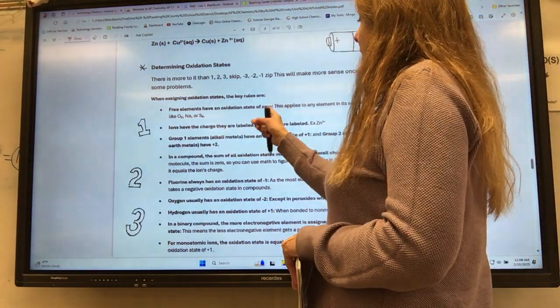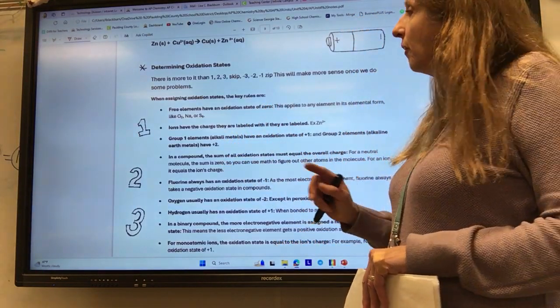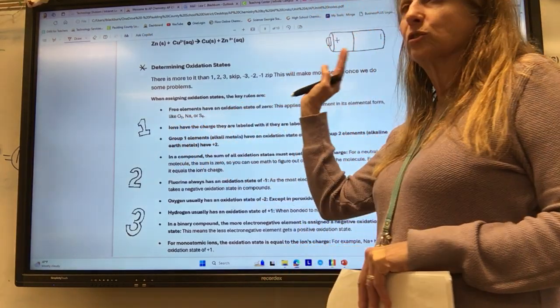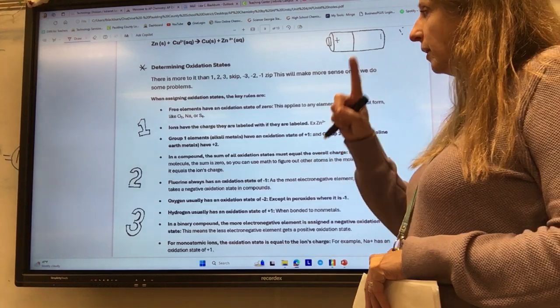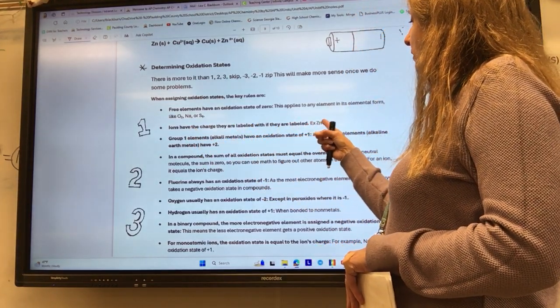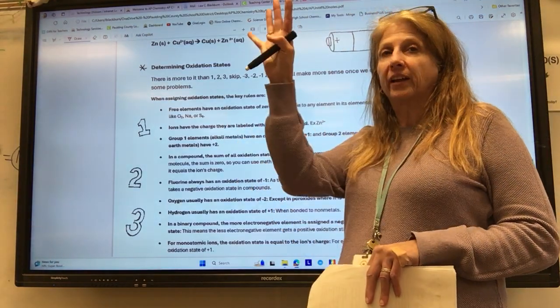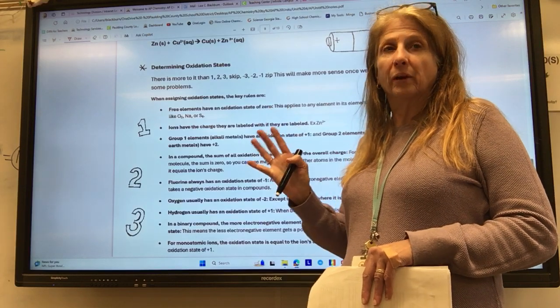If something is by itself, its oxidation state is 0. So it could be oxygen all by itself, sodium. If it's just one element, all pure, it's 0. That's rule 1. Rule 2 is ions have the charge they are labeled with, if they are labeled. So if they give us a charge, that's the charge. We don't second guess it. Whatever they give us, that's a given, we go with it.